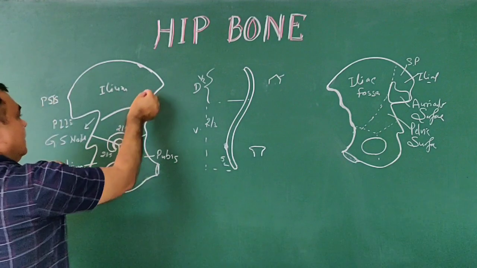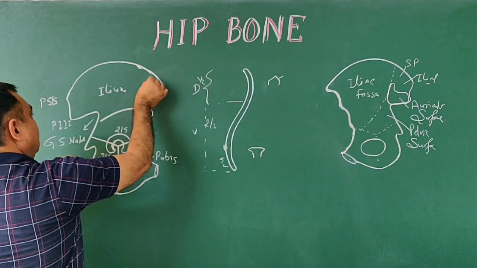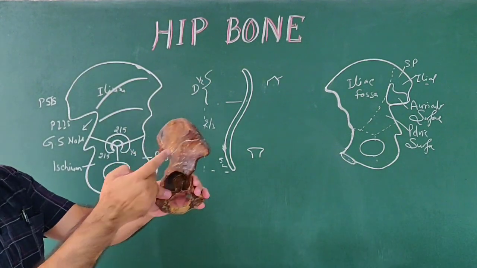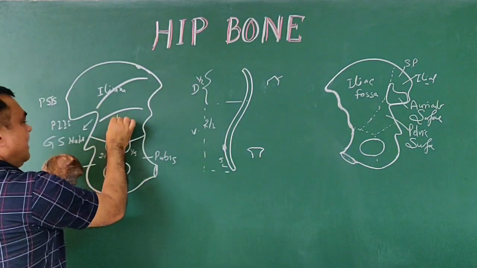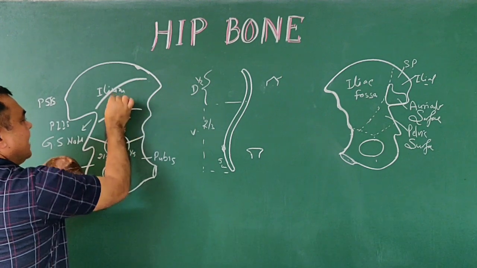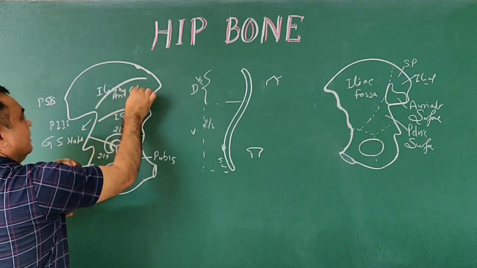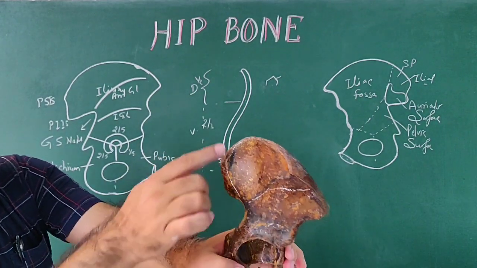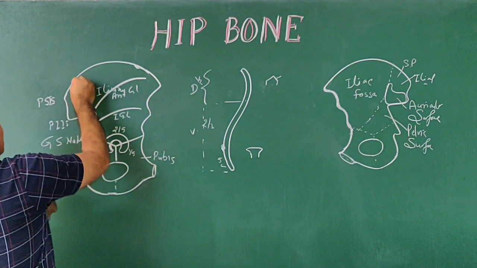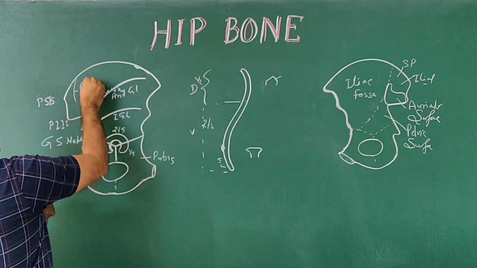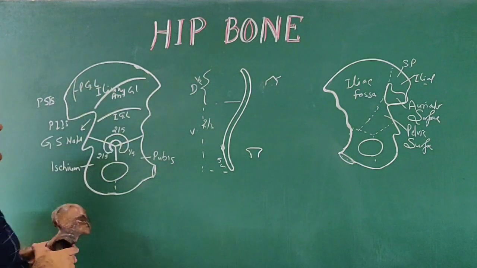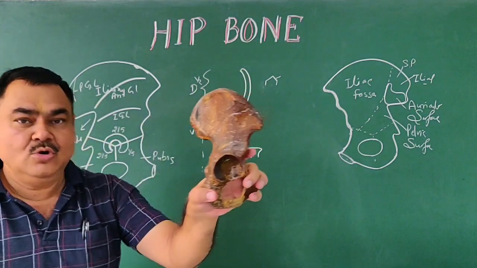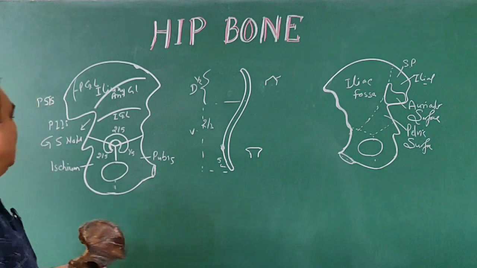This line is the anterior gluteal line. This is the inferior gluteal line. This is the anterior gluteal line, and here you can see this line, the posterior gluteal line. So by these three lines, this gluteal surface is divided into four parts.